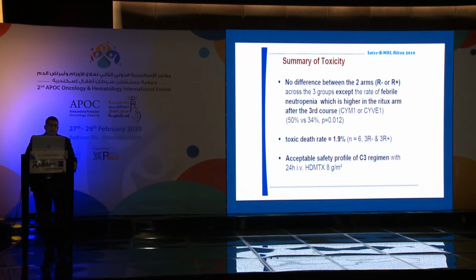The summary is that there's no difference between the 2 arms across the 3 groups except for the rate of febrile neutropenia, which is higher in the rituximab arm after the 3rd course of CYM1 or CYV1, 50% versus 34%. Toxic deaths are equal in both groups.